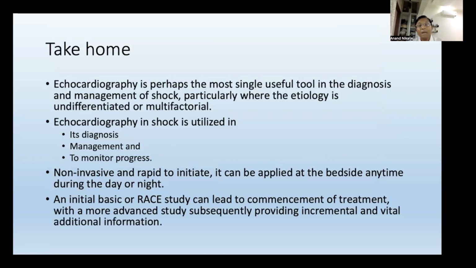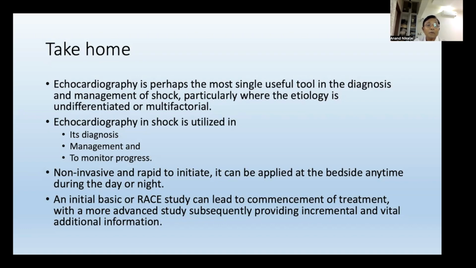So with this background of 2D ultrasound as a modality and very strong evidence in favor of this tool, what I can tell you at the end of my lecture is that echocardiography is perhaps the single most useful tool in diagnosis and management of shock, particularly where the etiology is undifferentiated and multifactorial. I often see patients in the ICU where residents, doctors and consultants are not very sure what we are dealing with, which kind of shock it is. And that is really the crux in management of patients with shock.